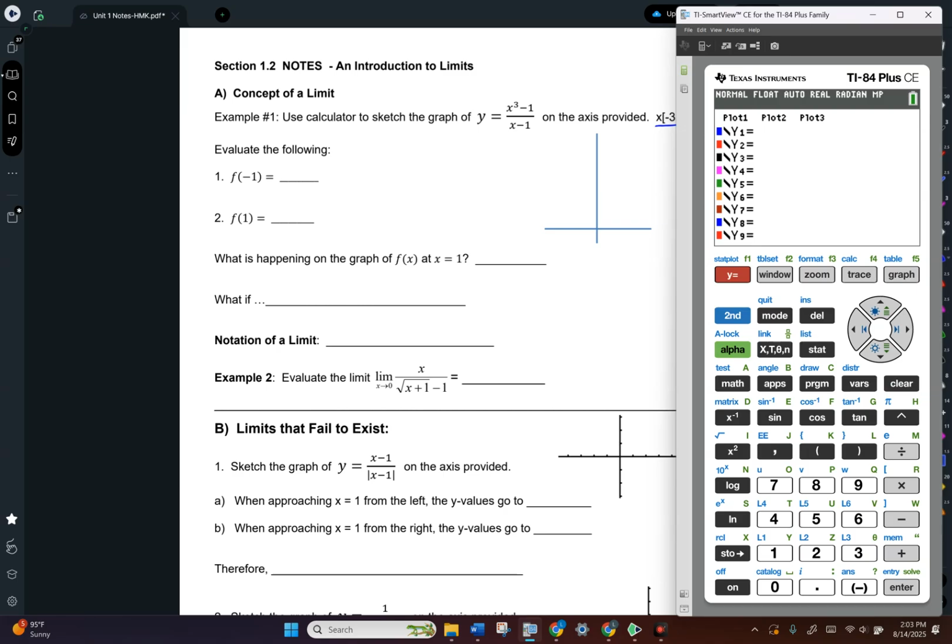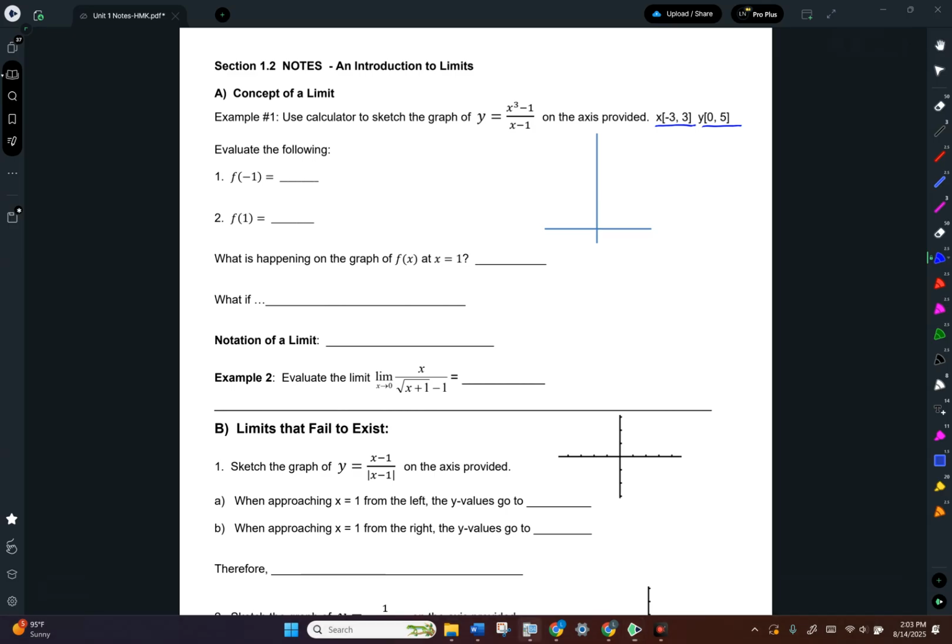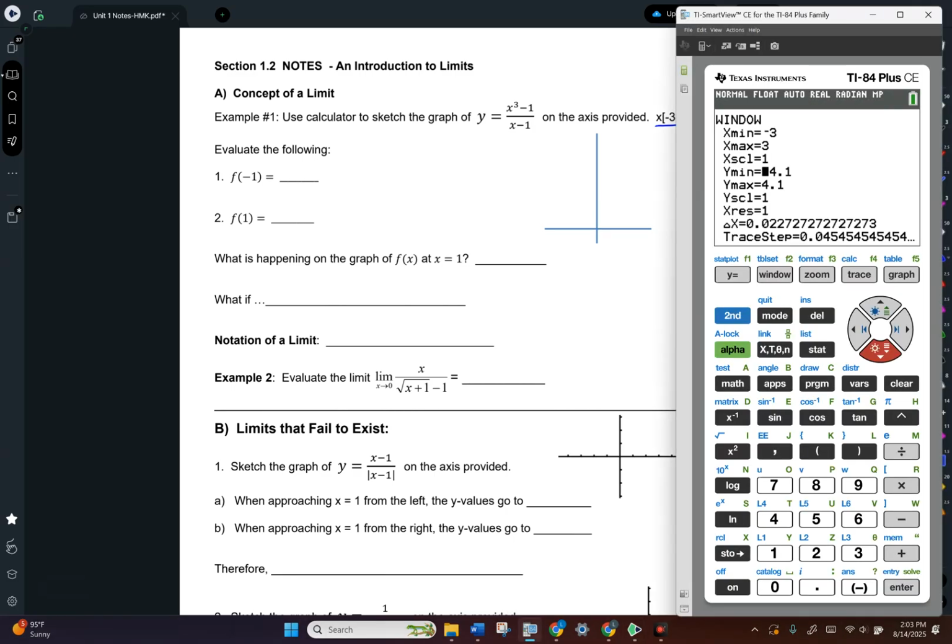I'm going to put in a fraction, so alpha y equals, and then choose number 1. And then on the top, I want x cubed, so x to the third, minus 1. Oops, I forgot my -1, sorry. And on the bottom, I just want x minus 1. And we said we're going to set the window from -3 to 3, and I'll leave the scale to be 1. And I forgot what the y is, 0 to 5 for the y, and again, I'll leave the scale to be 1.